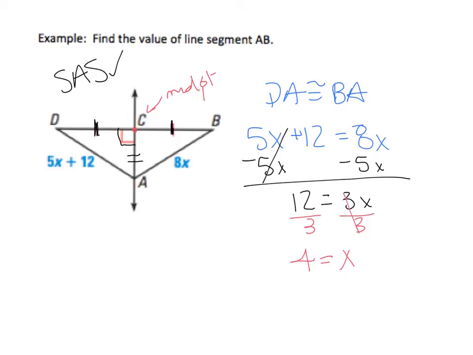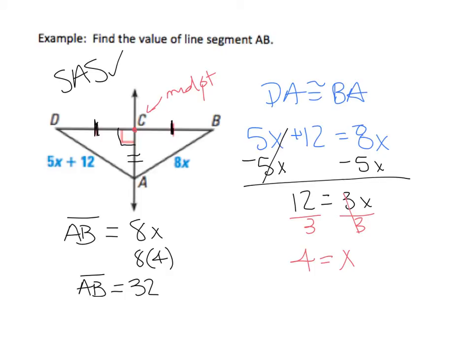So what is the measurement of AB? So line segment AB is equal to 8x, or in other words, 8 times 4. And 8 times 4 leads us to conclude that the line segment AB is 32 units.